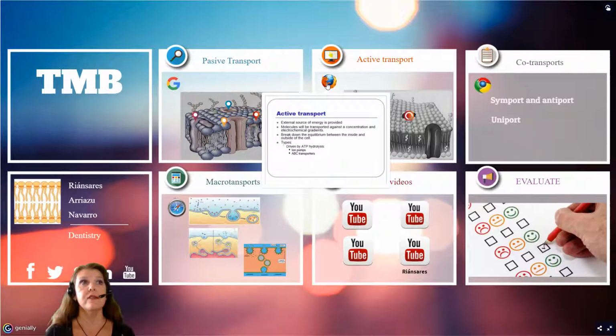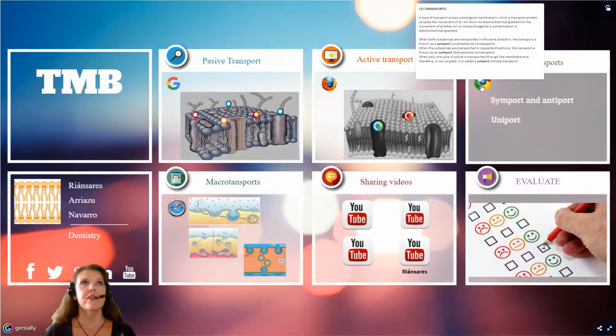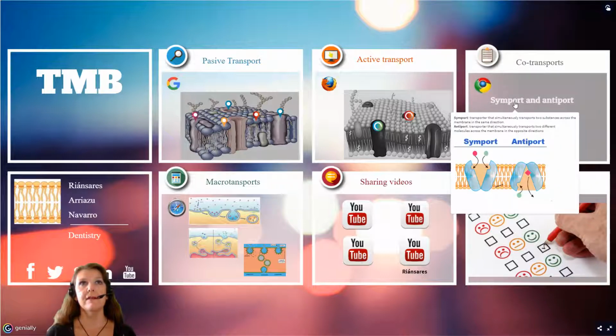Co-transports can be included in active or passive transport. Okay, co-transports means that 2 molecules are going to move. One of them requires energy and the other one doesn't require energy. It's possible to talk about symport and antiport. The symport means that we are going to move 2 molecules in the same direction, in or out. Okay, antiport, these 2 molecules move in different ways.